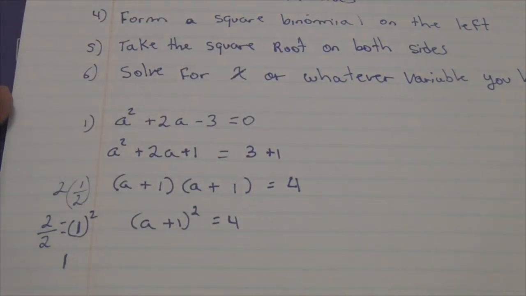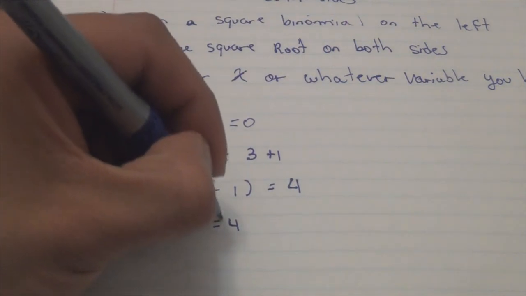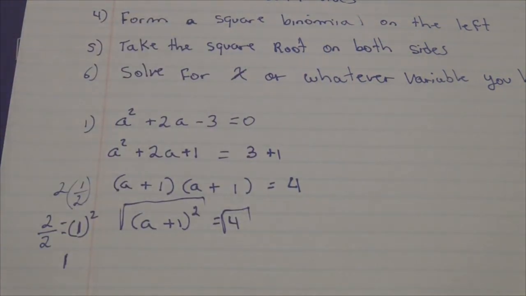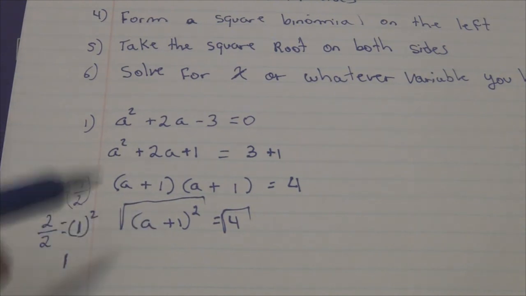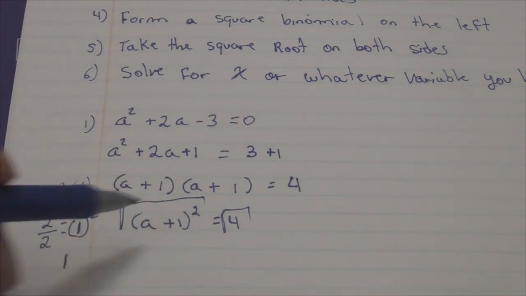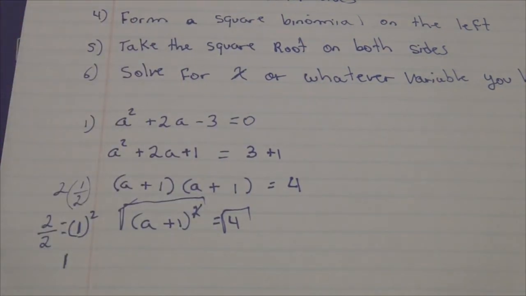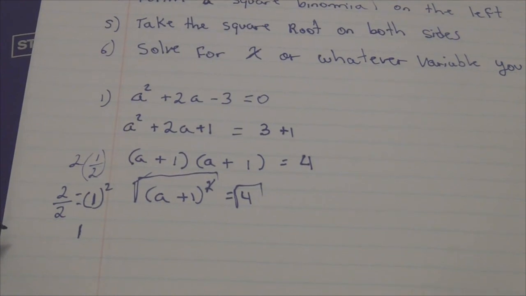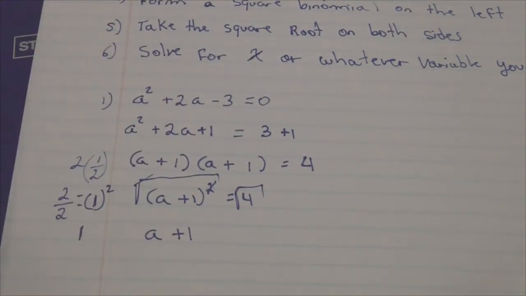Then the next step says take the square root on both sides. See that? Okay, what is taking the square root going to do over here? Well, the square root is the inverse of squaring a number. So in other words, the square root and the square cancel out. So what does it leave? It leaves a plus 1.